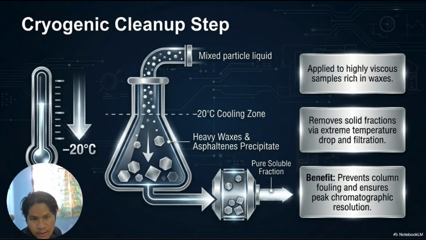Oil samples containing large amounts of waxes require additional cleanup. The diluted sample is cooled to approximately -20 degrees Celsius. At this temperature, heavy compounds precipitate and can be removed through filtration. This step prevents column clogging and helps maintain good chromatographic resolution, resulting in a clearer and more reliable chemical fingerprint.